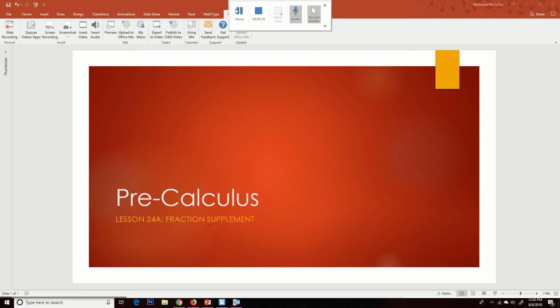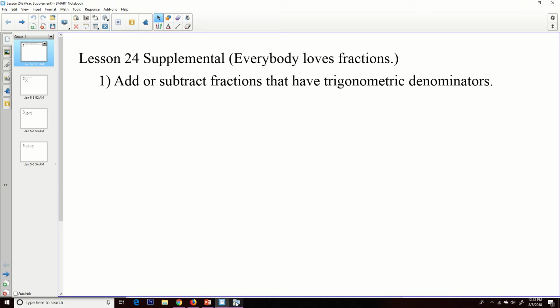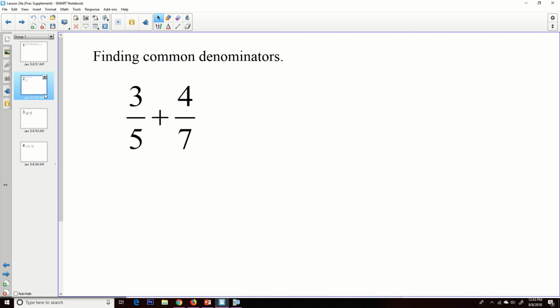So if you feel good about adding and subtracting fractions that have trigonometric denominators in them, then you can skip this. Otherwise, you might want to pay attention and follow along. So all we're going to talk about is how we're going to add and subtract fractions that have trigonometric denominators. And so I just have a couple real quick little examples here.